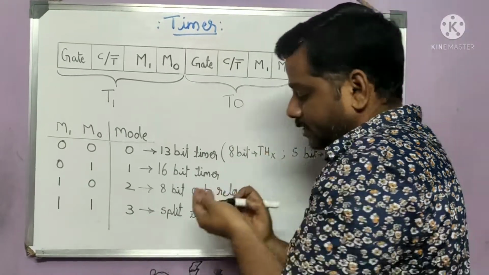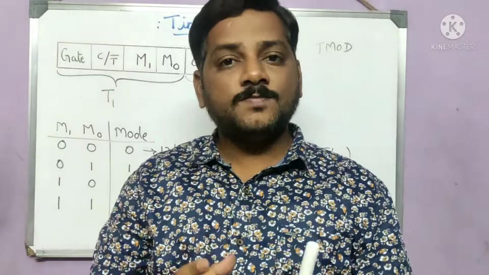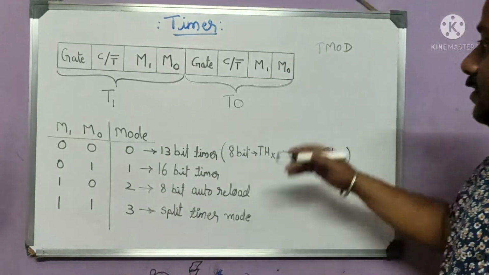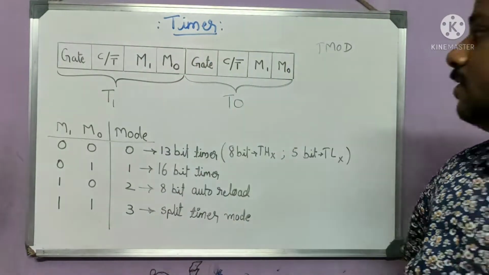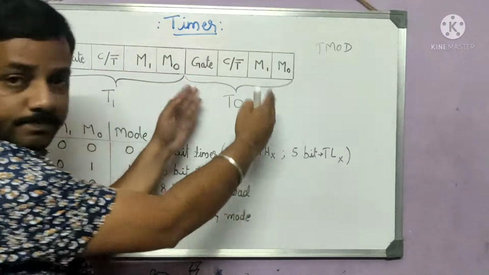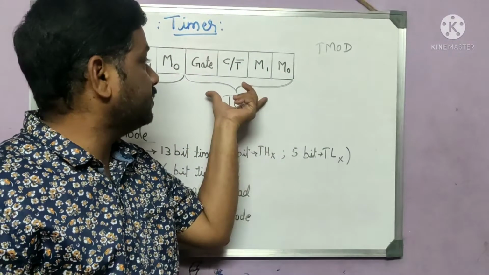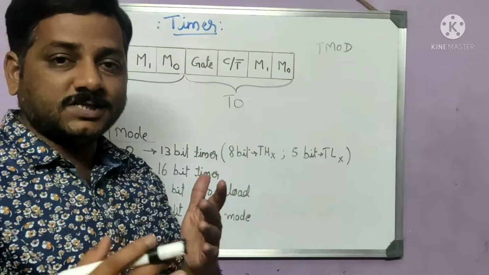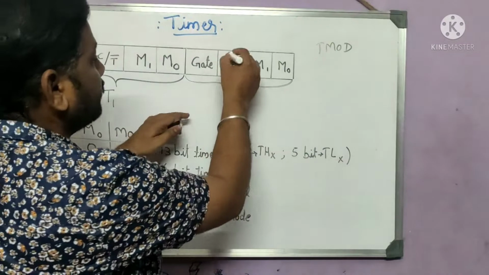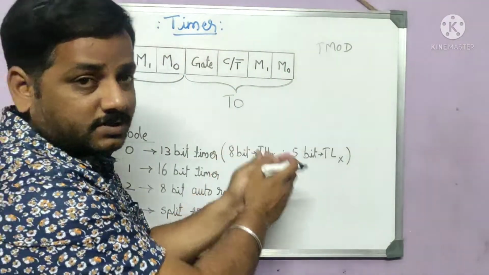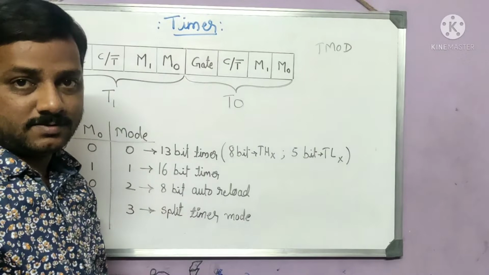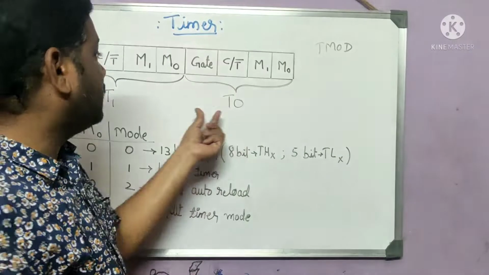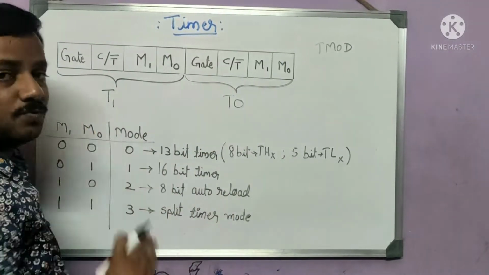TMOD, in short, is actually the timer mode register. This is also an 8-bit register. In this 8-bit register, you can see that the parameters I have in these 4 bits, we have the same parameters in the next 4 bits. The 4 bits we generally call a nibble. So whatever parameters I have in the lower nibble will be there in the higher nibble also. We reserve the lower nibble for timer 0 and the higher nibble is reserved for timer 1.